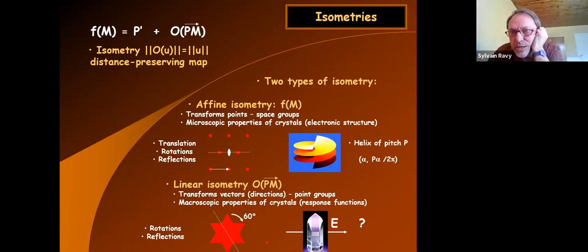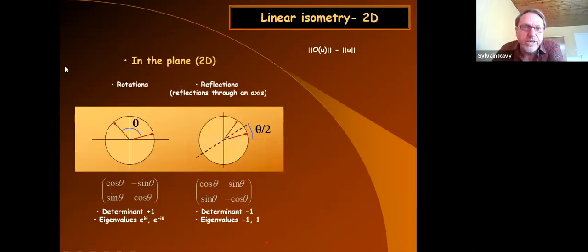So remember that we have two types of symmetries here in crystals: the symmetries concerning the points, the atoms, and the symmetries concerning the directions, the vectors. And I will start with these ones. So in the plane, you have only two types of isometries, the direct ones and the indirect ones. That's very simple. It's the rotation for the direct one.